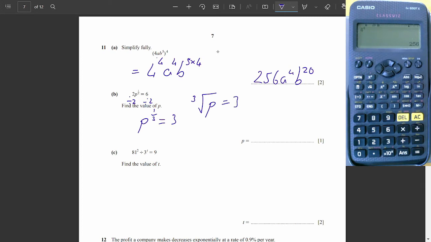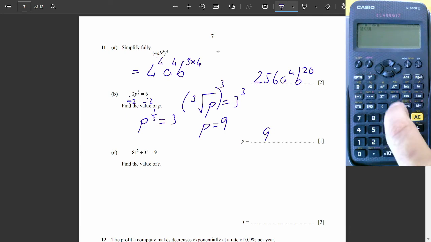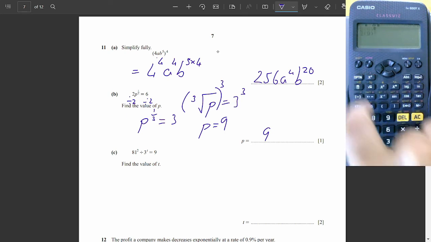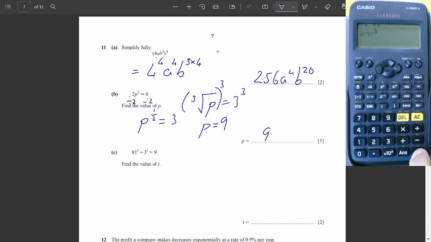So how do we get rid of that cube root? We cube it. Which means if we cube here, we cube the other side, that gives us p equals 9. Of course, you can double check if your answer is correct by putting the 9 where the p is. So it's 2 bracket 9 close bracket to the power of fraction 1 over 3.